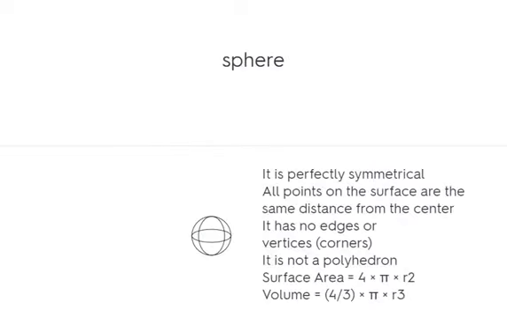Sphere: it is perfectly symmetrical. All points on the surface are the same distance from the center. It has no edges or vertices. It is not a polyhedron. Surface area equals 4πr², volume equals 4/3πr³.